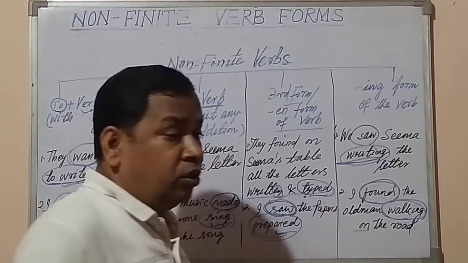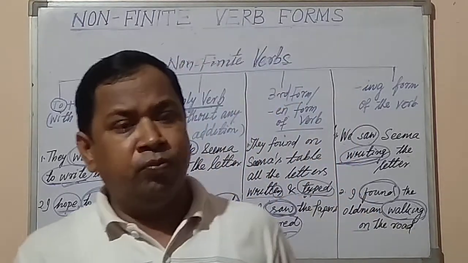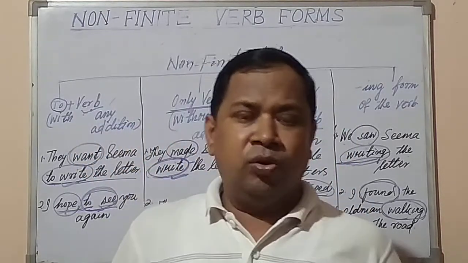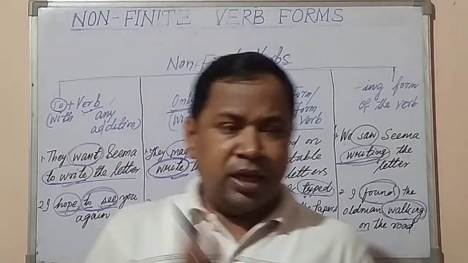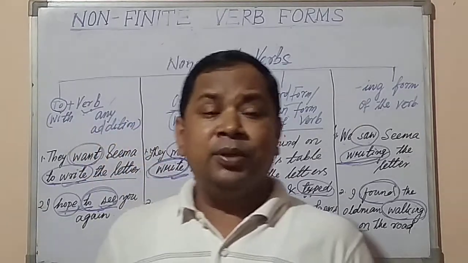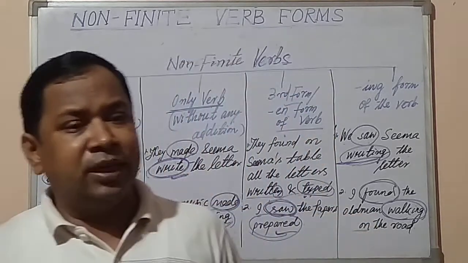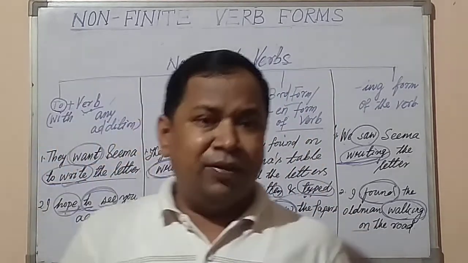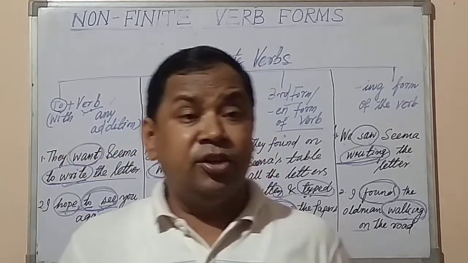So these are the four types of verbs we discussed. First one is to plus verb. Second one is only verb, without any addition. And the third one is the third form or en form of the non-finite verb. And the last one is your ing form. That means the non-finite verb can also be expressed in ing form.